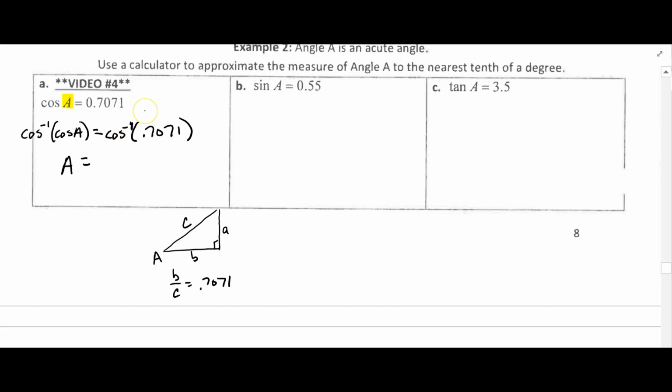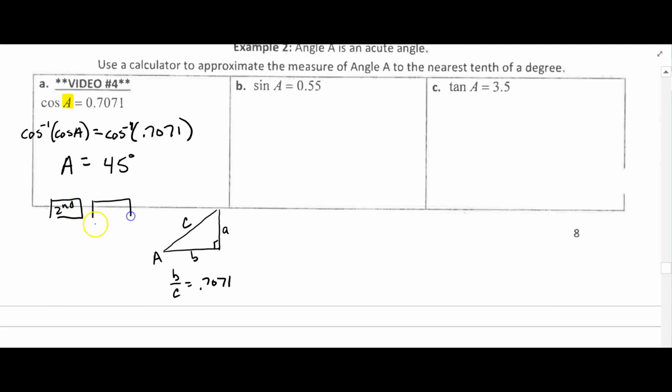Now on our calculator, you're going to want to hit the second button, then the cosine button, and that will give you the cosine inverse. So if you do that, go ahead and if you need to pause the video to give that a shot, I strongly recommend you try that to make sure we're on the same page here. So if you do that on your calculator, you should get 45 degrees.